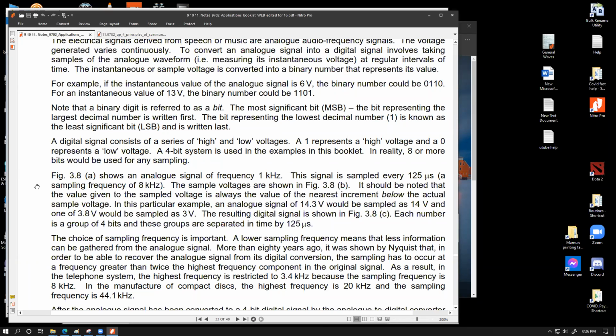This is really important. Everyone, mark this sentence in your booklet with a marker, or highlight it, or mark it with a red pen. This is a very important sentence. I'll explain what this means. It is to note that the value given to the sample voltage is always the value of the nearest increment below the actual sample voltage.